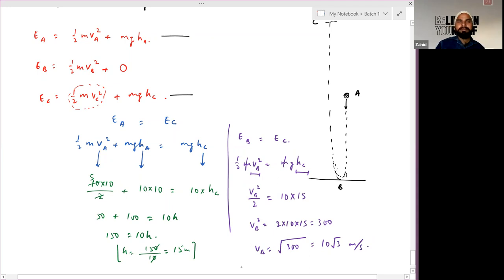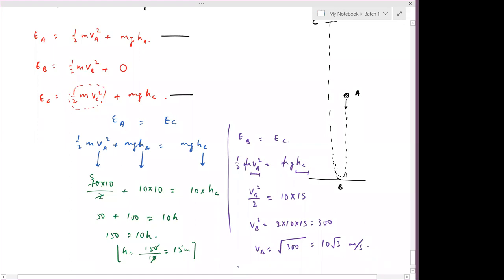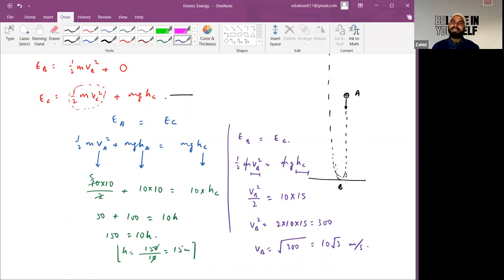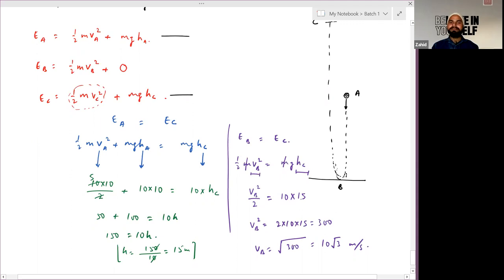Is it clear, Hamza? Yes, sir, I found it, but I was searching for the root sign. Okay. Khalid, is it clear till this part? Salman, any doubt? No, sir. Okay.